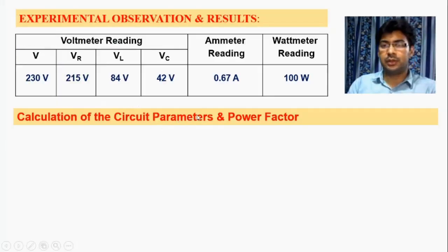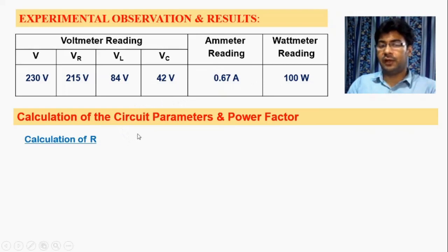Now let us come to the calculation part. This one is the observation table obtained from the experiment. Here V is the supply voltage 230 volt, VR is the voltage drop across the resistance, that is 215 volt, VL is the voltage drop across the inductance, that is 84 volt, and VC is the voltage drop across the capacitor, that is 42 volt. Ammeter reading is 0.67 ampere and the wattmeter reading is 100 watt, that is the power drawn by the RLC load. Now let us calculate the circuit parameters and power factor.